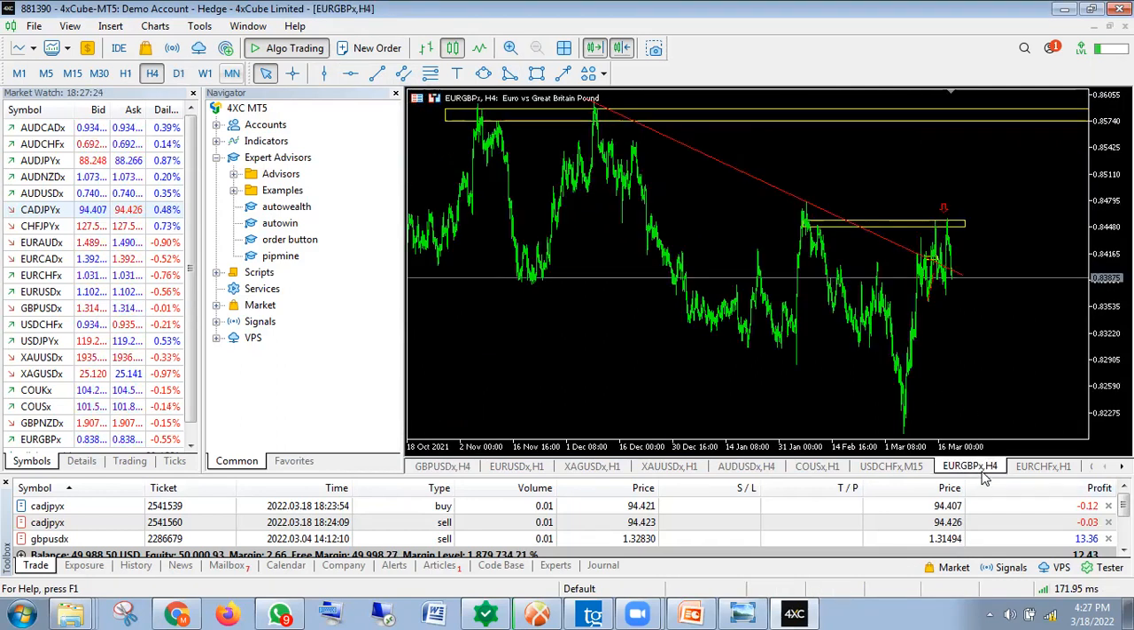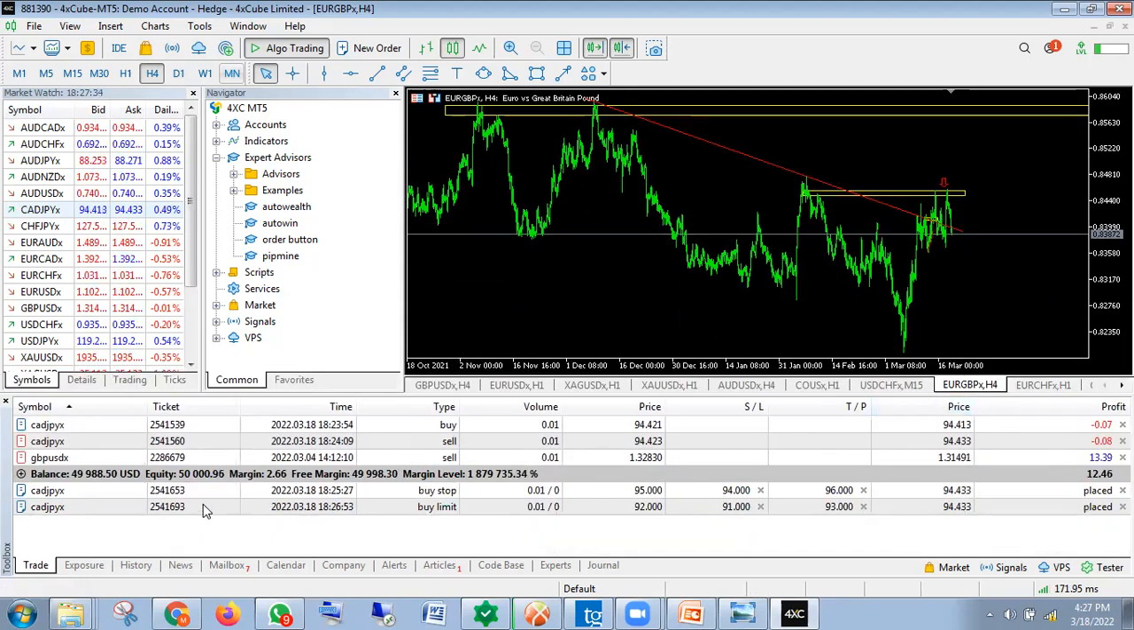Let me load another chart. Let me use this one, very interesting. Of course, I've done buy and sell instant execution. Before I do that, look here, you see the pending orders. These are two boxes: the two pending orders we placed on CAD JPY, buy stop and buy limit. Now I did buy and sell on CAD JPY. You can see the buy and sell here.